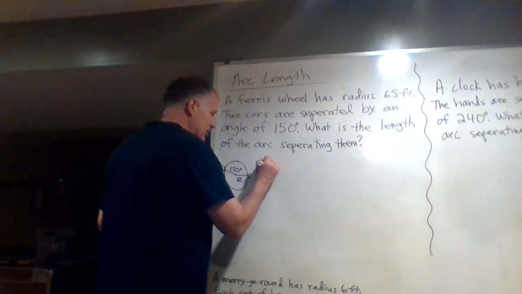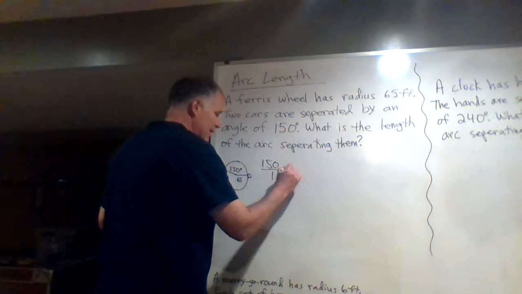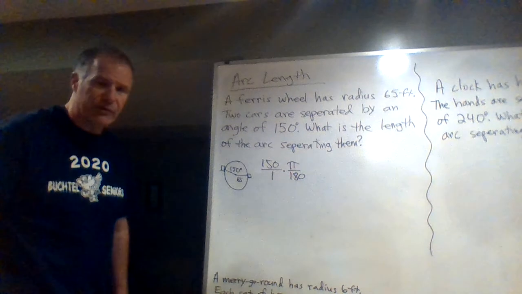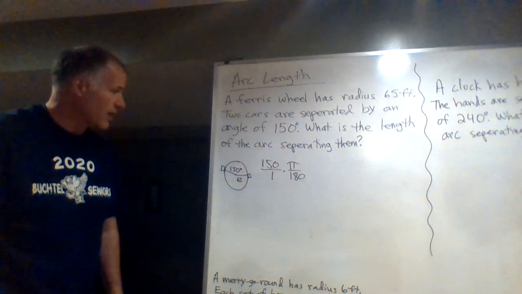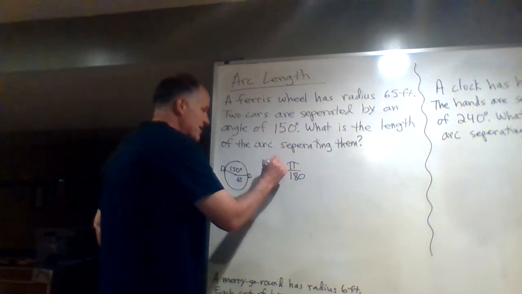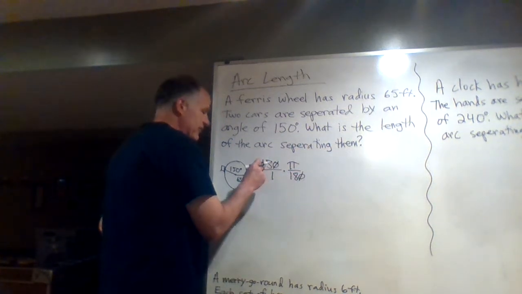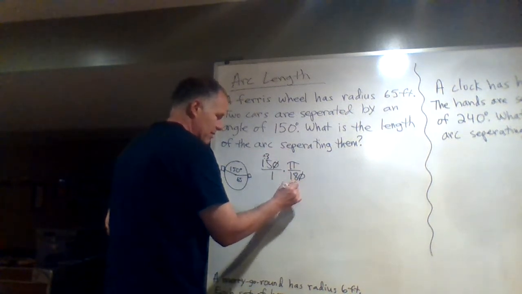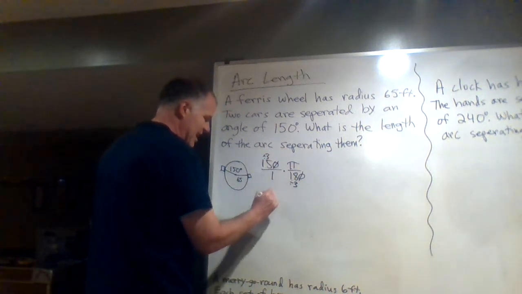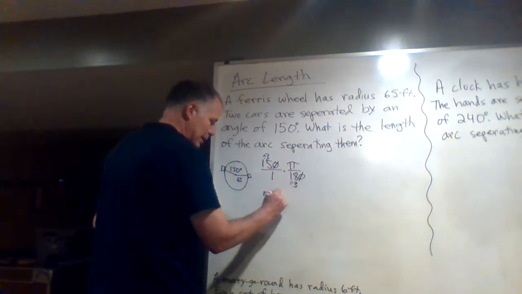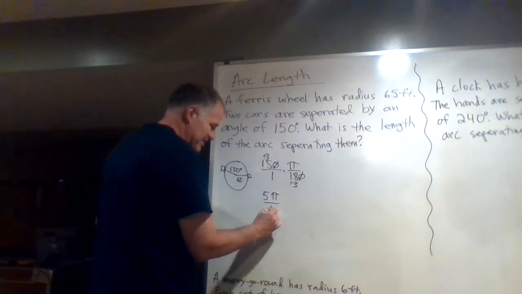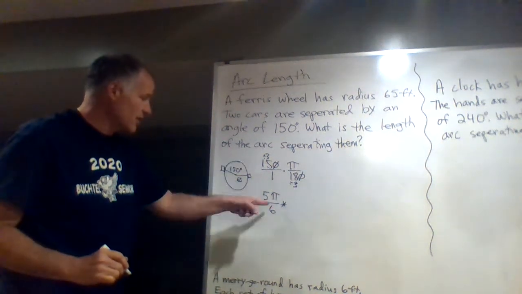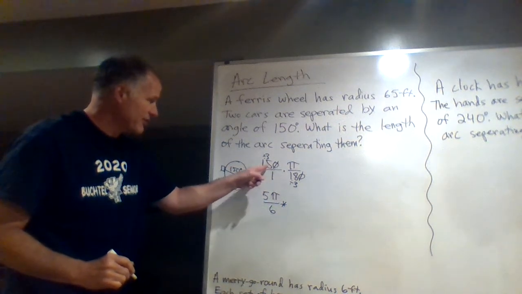So the 150 degrees is our angle times pi over 180. Again, this is stuff we've already done. So 150 over 1 times pi over 180. This one's nice. We can cross off the zeros. 15 and 18 can both be divided by 3. 15 divided by 3 is 5 pi, and 18 divided by 3 is 6. So 5 pi over 6 is our radians after we converted 150 degrees.